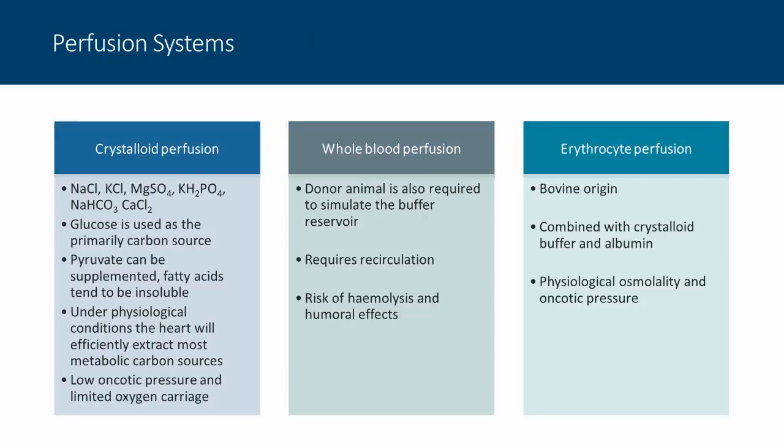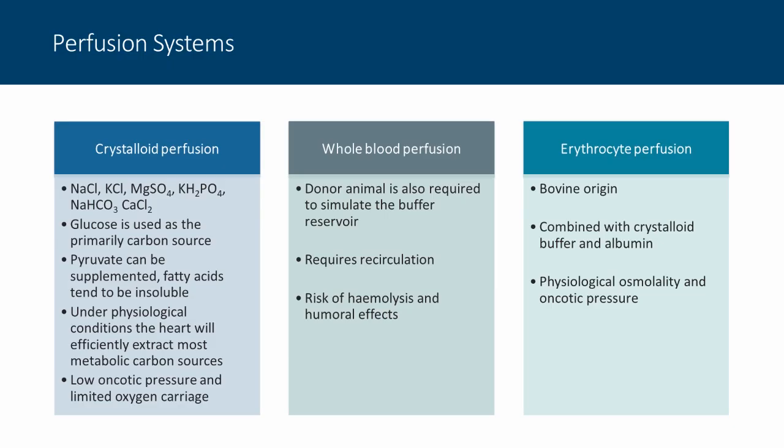So what are some of the systems we can use? Obviously, these are all perfusate systems. There's three main ones that we're going to talk about today: either crystalloid-based, whole blood perfusion, or an erythrocyte preparation. So when we talk about crystalloid perfusions, we're mainly talking about Krebs-Henseleit buffer, or KHB, and it's the most widely used perfusion buffer associated with Langendorff perfusion.